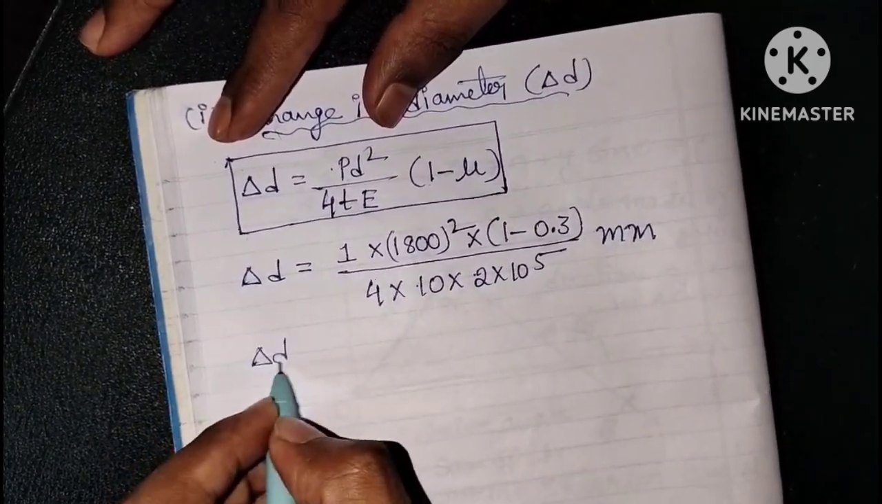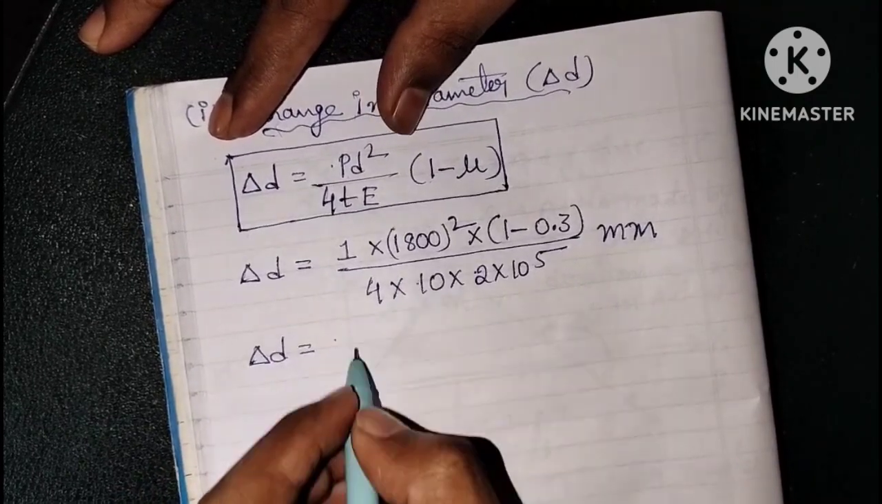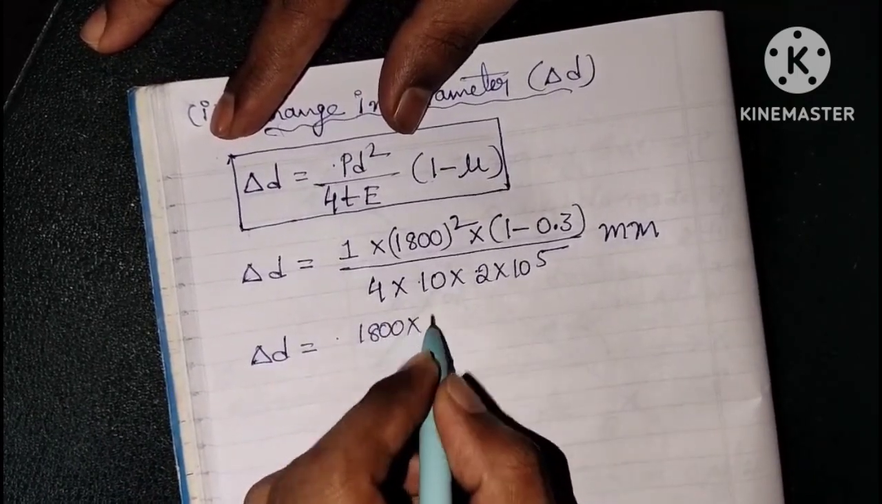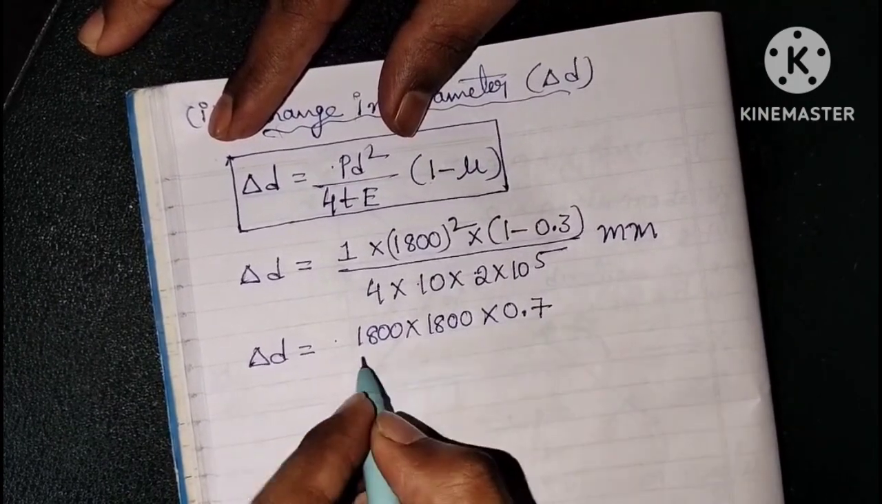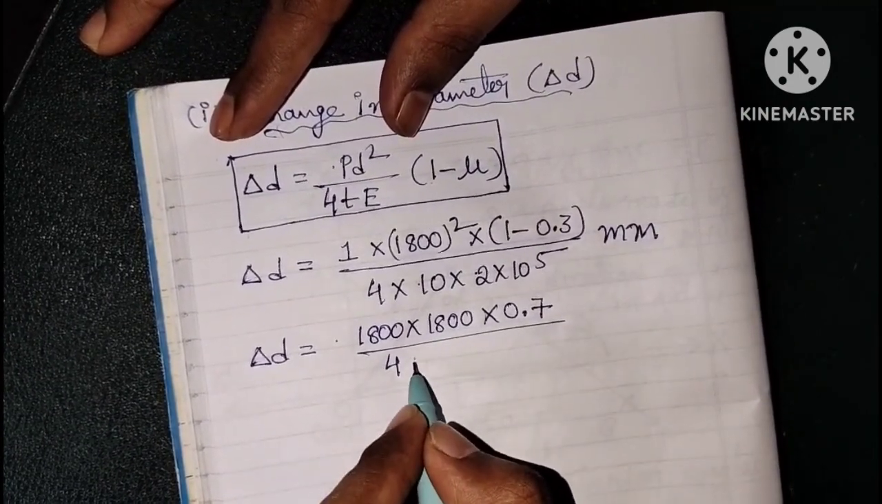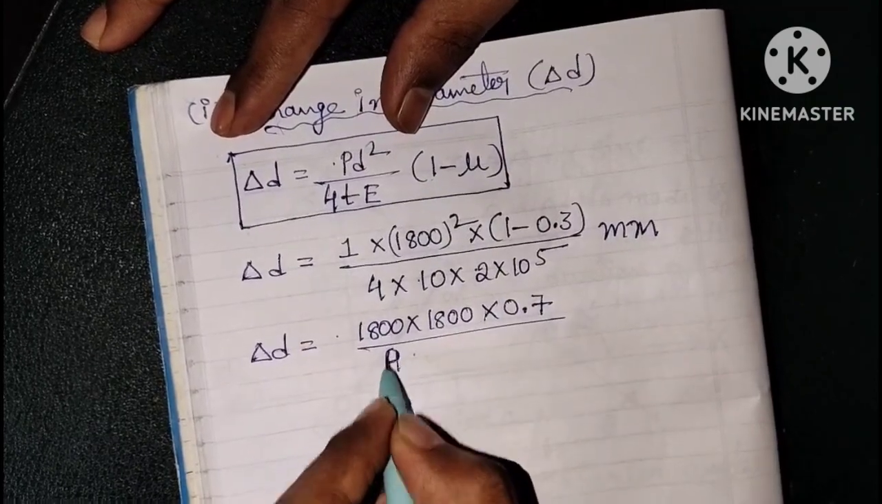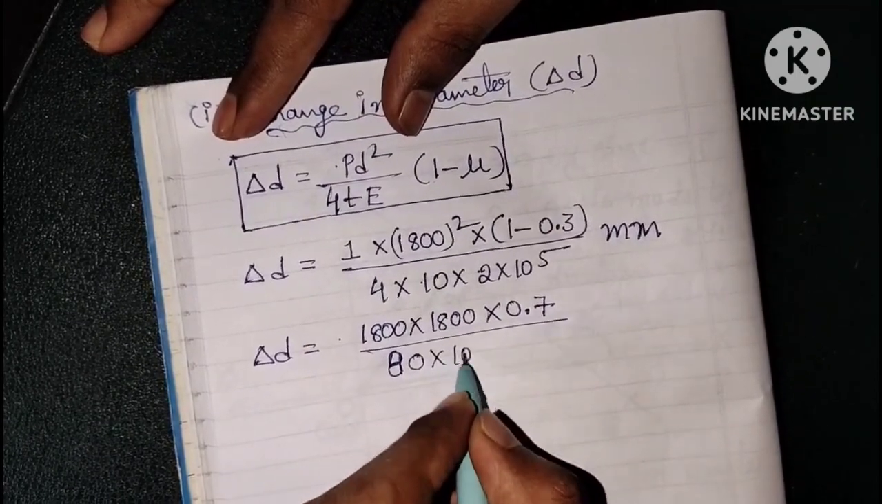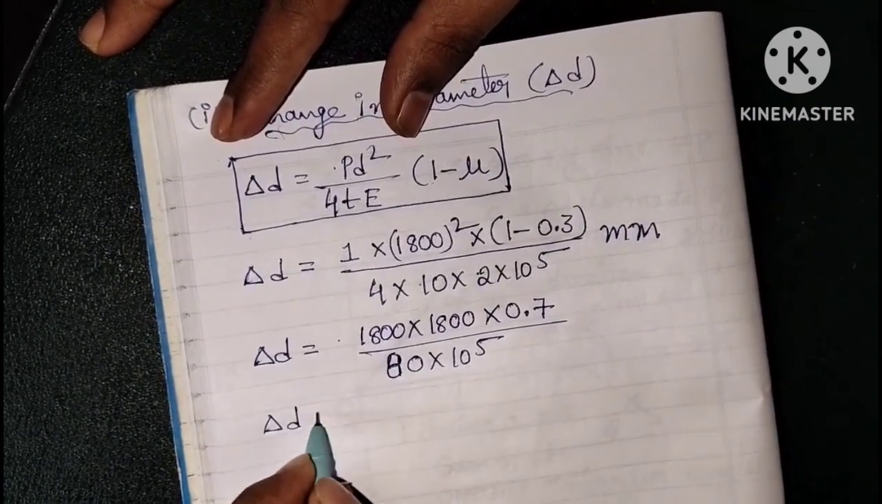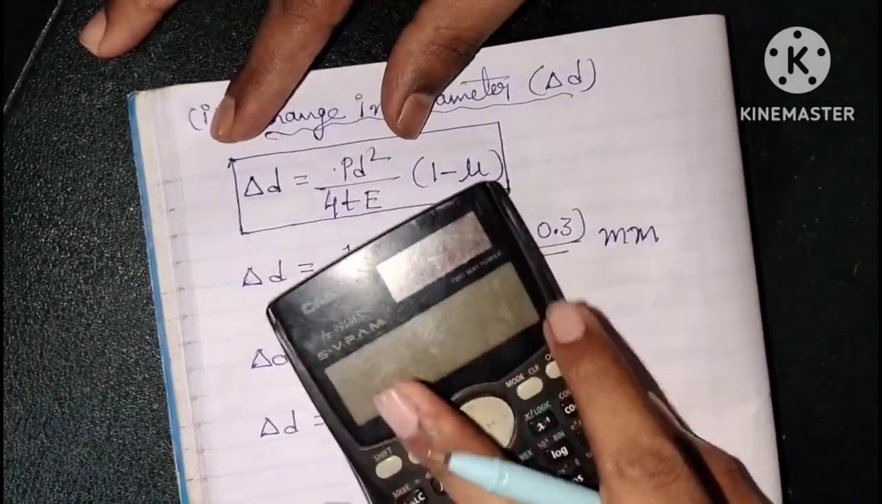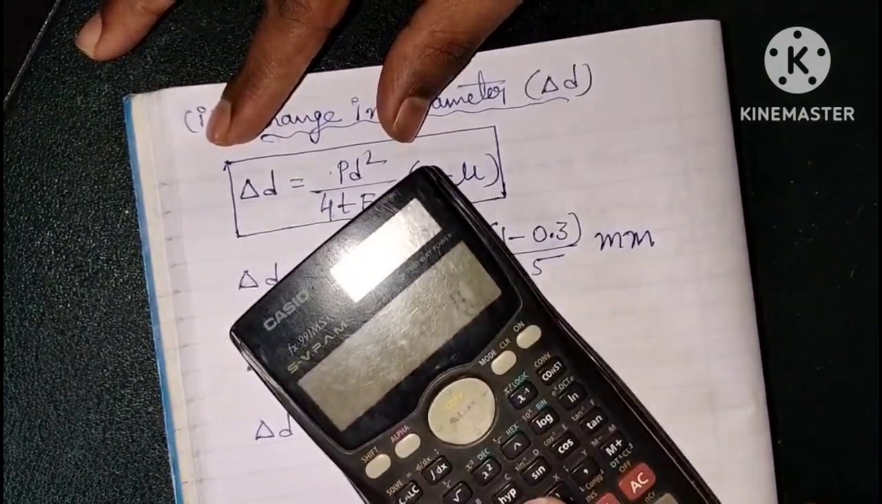So let us simplify this further. 1800 whole square can be written as 1800 into 1800 into (1 minus 0.3, means 0.7), divided by 4 into 10, 40, and 40 into 2 is 80. So 80 into 10 to the power of 5. Let us simplify this using the scientific calculator. We will get the answer.